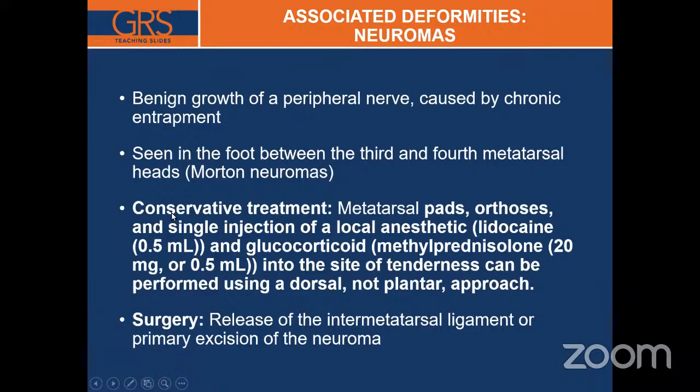Usually the conservative treatment is successful with a metatarsal bar or orthosis and a single injection of a local anesthetic, lidocaine 0.5 ml, and glucocorticoids, methylprednisone 20 milligram or 0.5 ml, into the site of the tenderness, and it can be performed using the dorsum of the foot, not the plantar. Surgery is release of the intermetatarsal ligament or primary excision of the neuroma.